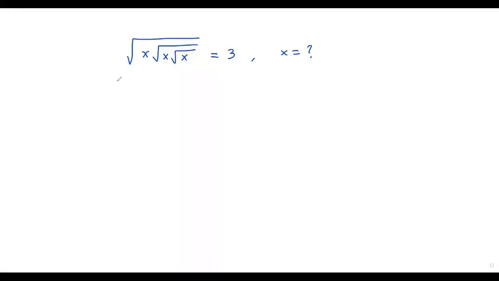Here we have a math Olympiad problem. There is a square root of x. Again, we have a square root inside the first square root of x. So again, we have the square root of x equals 3, and we have to solve for x. That is, we have to find the value of x.